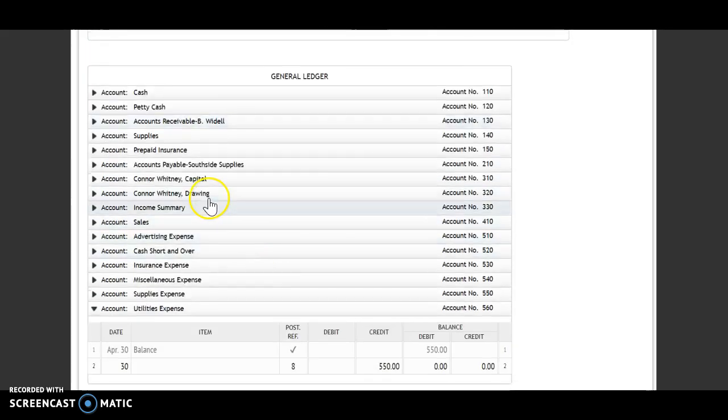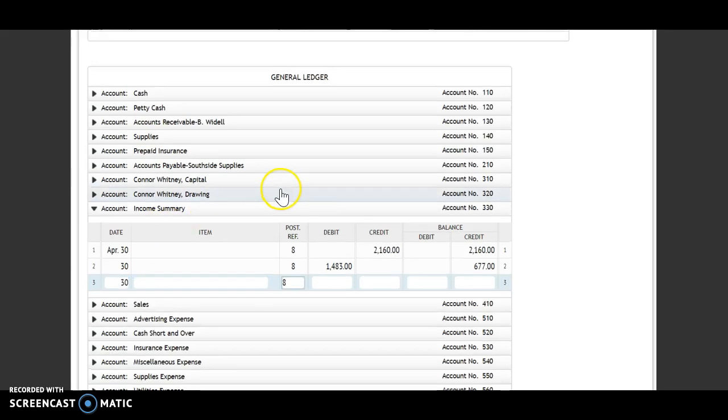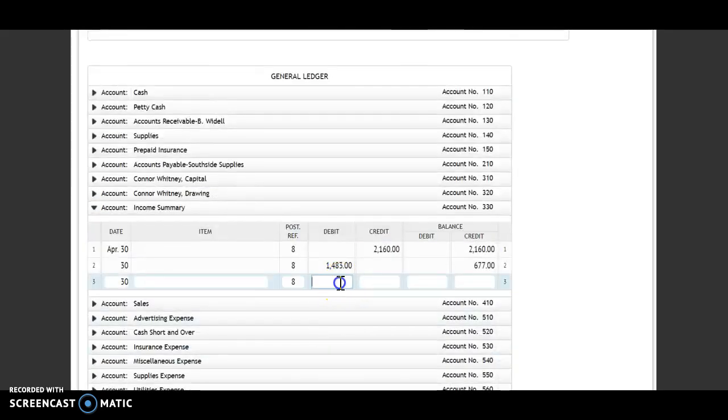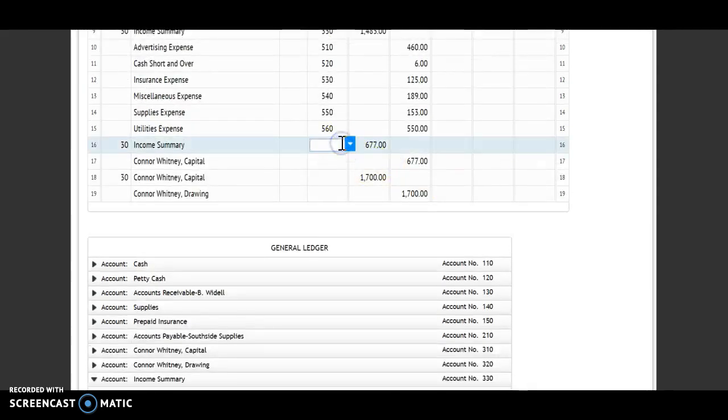Income summary. The date 30th, page 8. This time I have a debit of $677. Credit and a debit, subtract, so 0 balance. And account 330 goes back up. I'm now going to have you do the next 3 on your own, so pause the video, and once you are done posting those 3, you can start the video again.